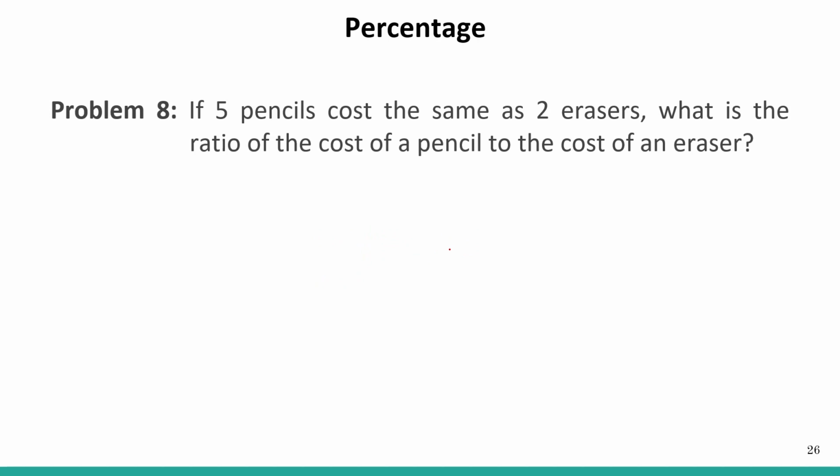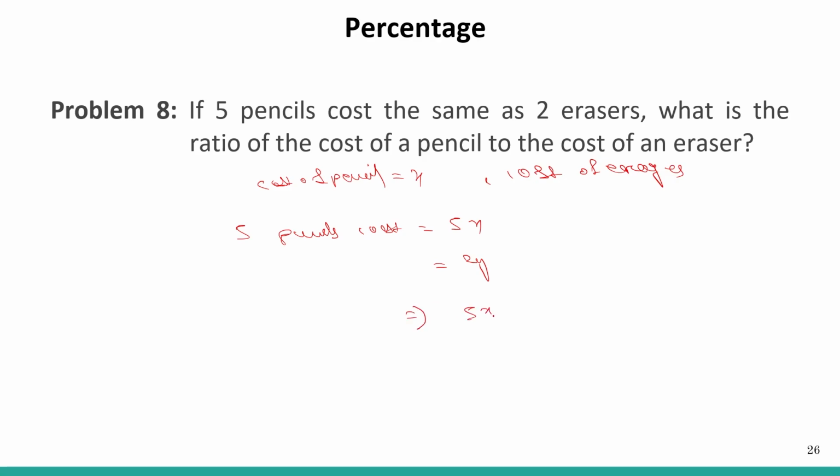So let's see problem number 8. If 5 pencils cost the same as 2 erasers, what is the ratio of the cost of a pencil to the cost of an eraser? Okay, so we have 5 pencils. Let the cost of each pencil be x. So 5 pencils cost 5x, that is equal to 2y, the cost of erasers. So this implies that 5x is equal to 2y.